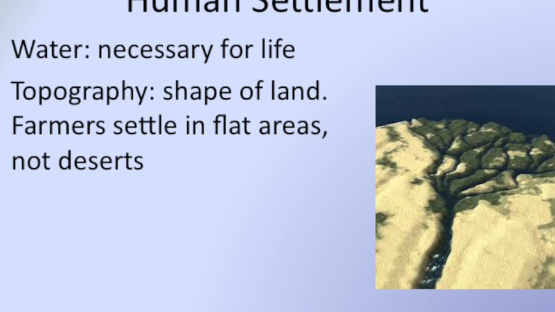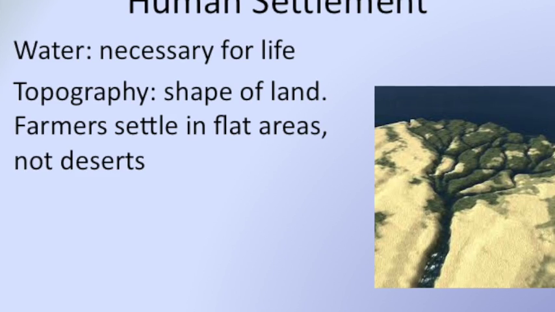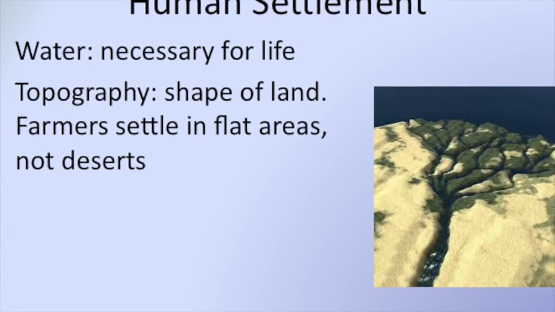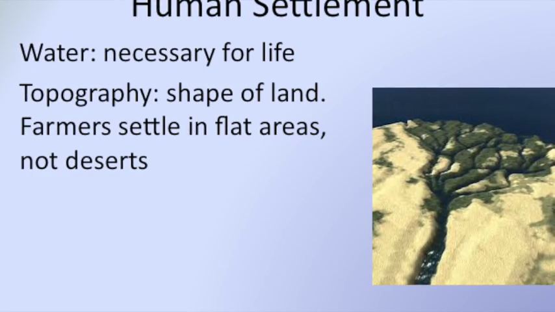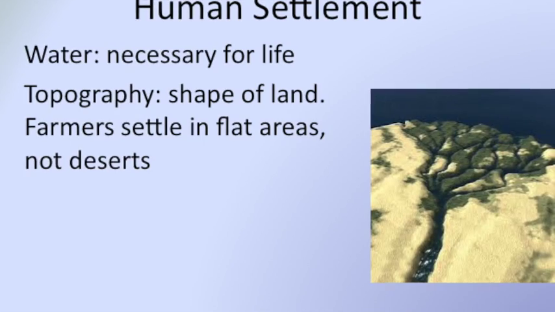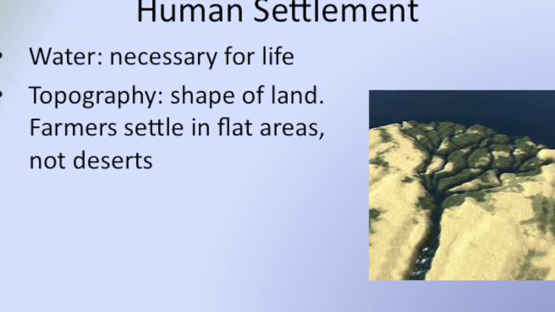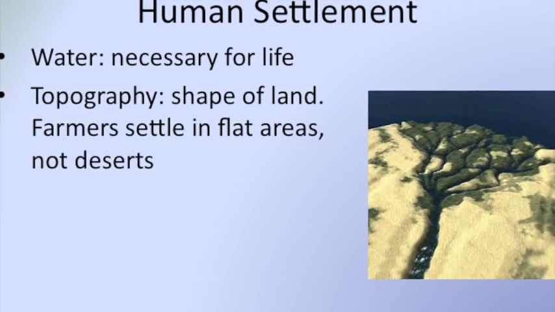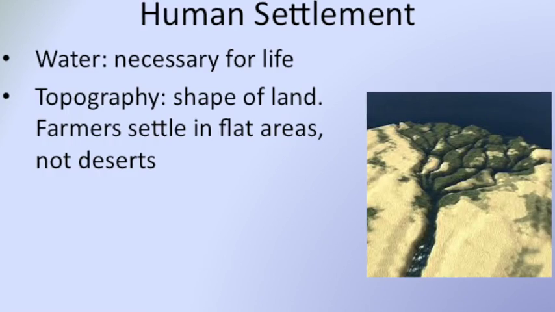Topography. A second environmental factor was topography. Topography refers to the shape of the land. It includes features like mountains, hills, plains, and deserts. The topography of an area was important for early human settlement. Farmers usually settled in flat, open areas such as plains and valleys. Large, flat spaces gave them room to grow crops. Also, the rich soil in coastal plains and river valleys was excellent for growing crops.